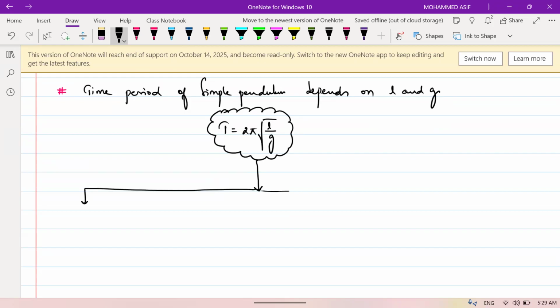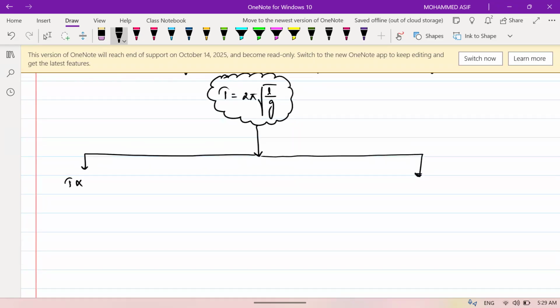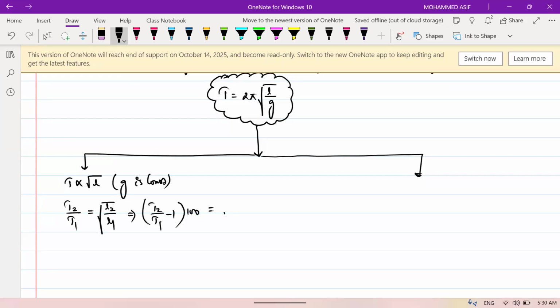Yes, sir. If the length is increasing or decreasing, accordingly the time period will behave. Say first, T is directly proportional to root of L, when g is constant. So I can write T2 divided by T1 equals under root of L2 divided by L1. In terms of percentage, T2 divided by T1 minus 1, into 100, will be equal to under root of L2 divided by L1 minus 1, into 100.